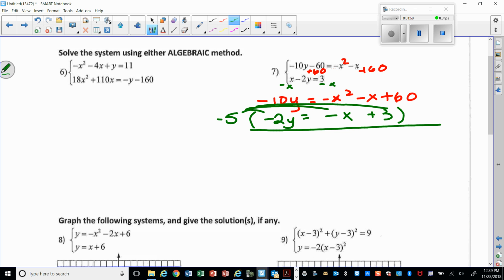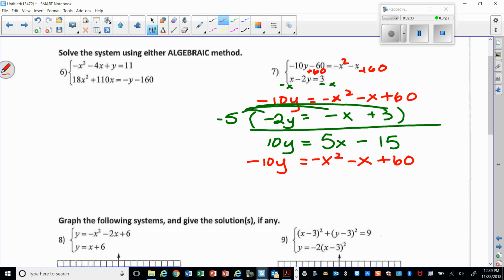So I have a new equation that would be positive 10y. Negative times a negative is a positive 10y equals, and then that would be a positive 5x. And then that would be a negative 15. Okay. And then now I have my red equation, which was negative 10y equals negative x squared minus x plus 60.